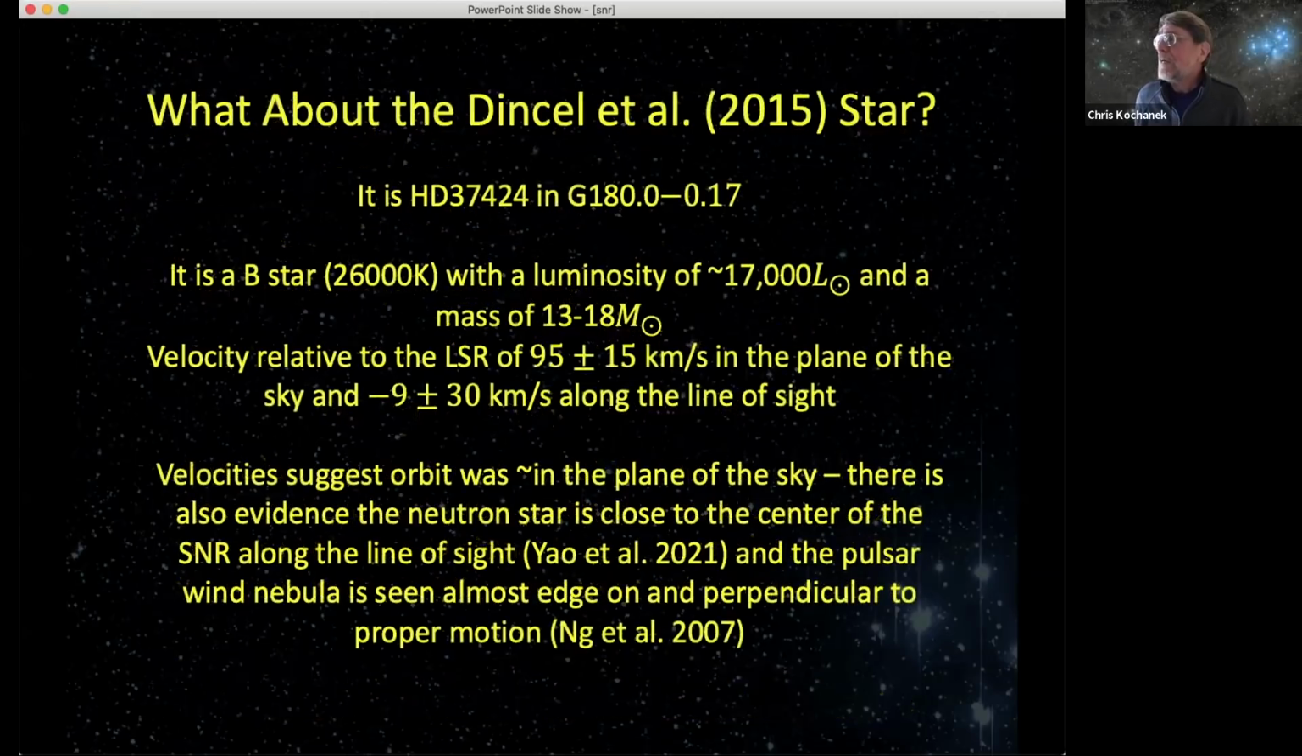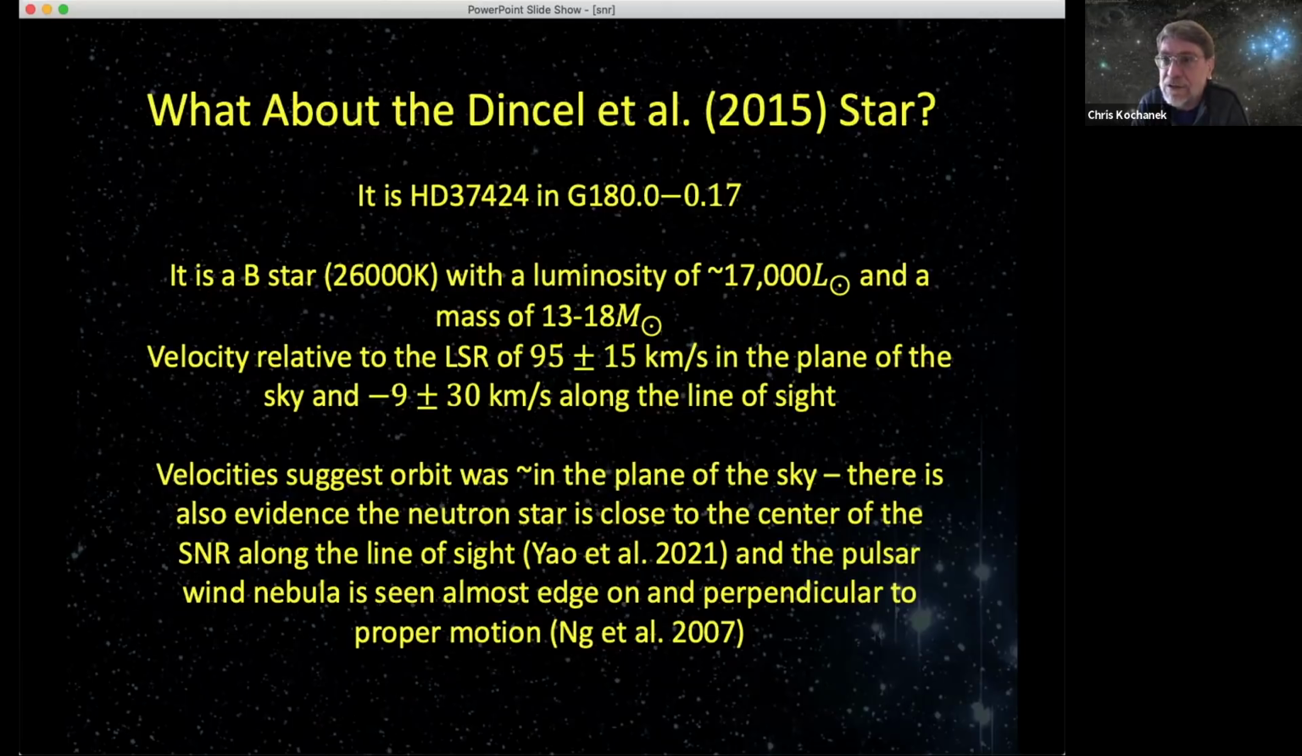But all right, so what about this Dinsel star? There's its ID number. It's a Draper star, HD 37424, and that's the supernova remnant. It's a 26,000 Kelvin B star. It's got a luminosity of about 17,000 solar luminosities. If you try to stick it on isochrones, it's something like 13-odd solar masses.